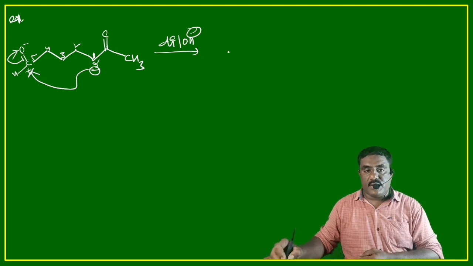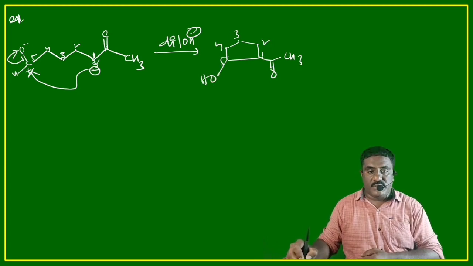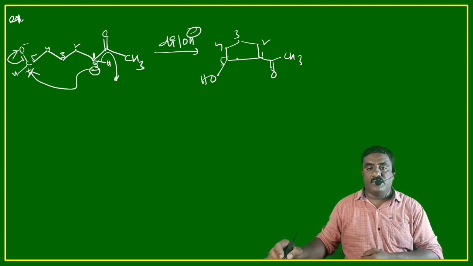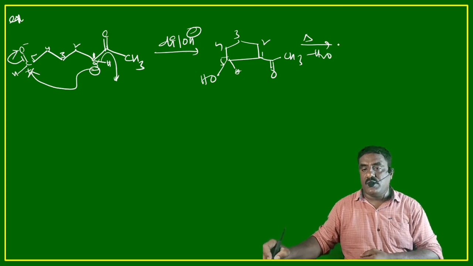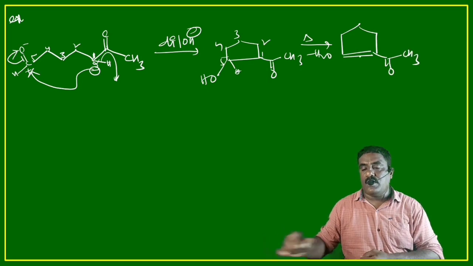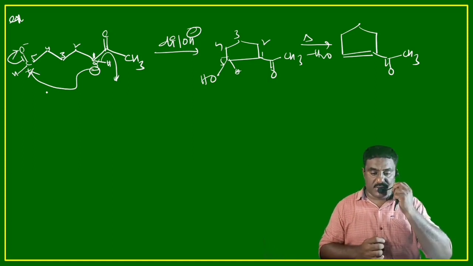Let's take this. The first position has C, CO, CH3. Then second, third, fourth, fifth. The fifth position gets OH. This hydrogen can shift in the form of H plus to form OH. When it is heated, it eliminates water to form the internal aldol condensation product. Yes, this is the internal aldol condensation.